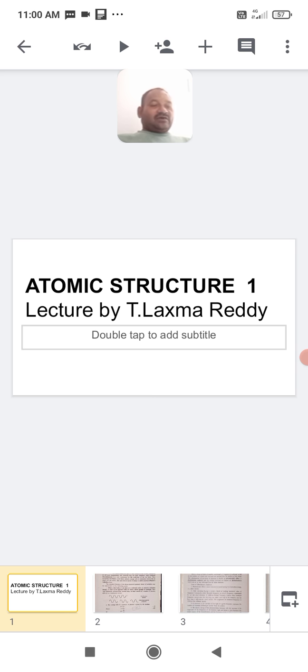Next are the eigenvalues, the Schrodinger wave equation, and these eigenvalues and eigenfunctions. These are the main topics in your syllabus. So now let us go to what is the atom, what is the atomic structure.